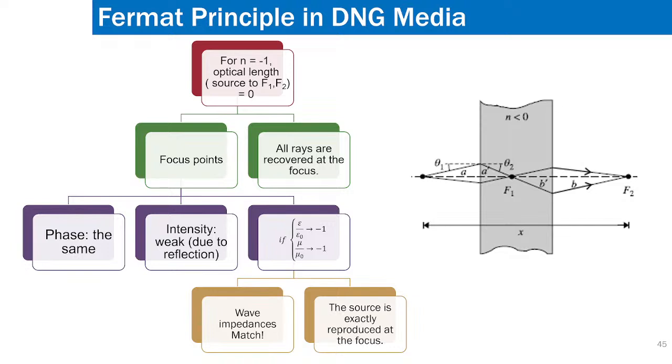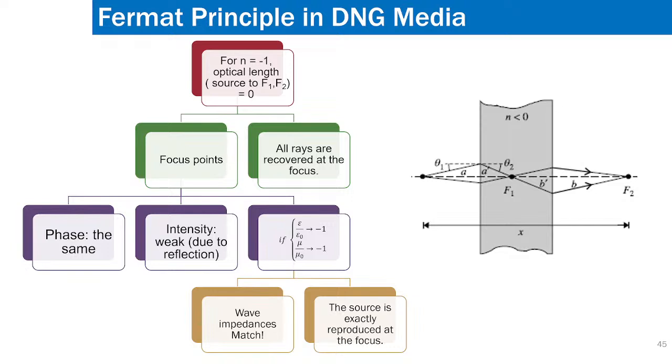If that happens, then the wave impedance of the slab will match with the wave impedance of the surrounding. What is the wave impedance of the surrounding? It is root over mu by epsilon. Now mu and epsilon both are 1, therefore it is 1. What will be the wave impedance of the slab? It will be root over epsilon r by mu r, which is root over minus 1 by minus 1, that is again 1. So there is wave impedance matching.